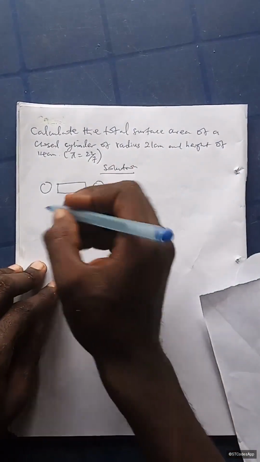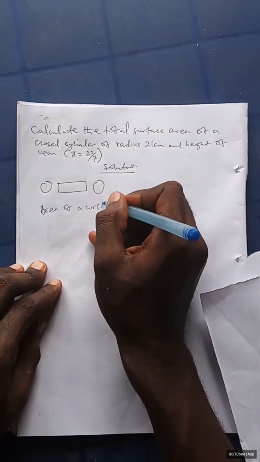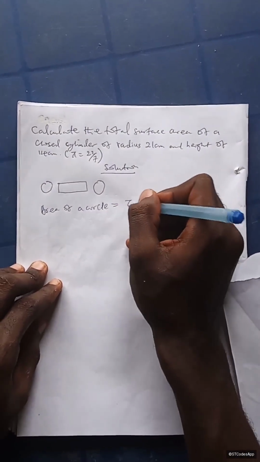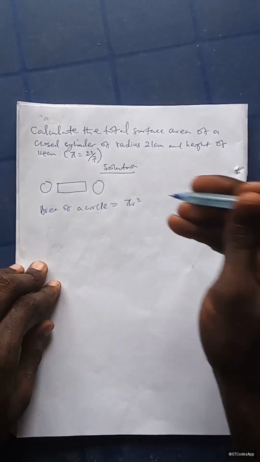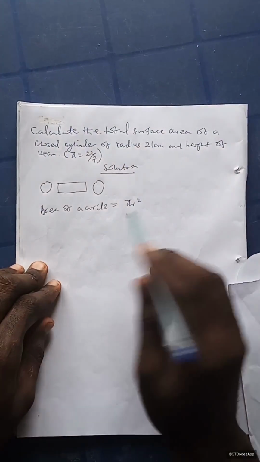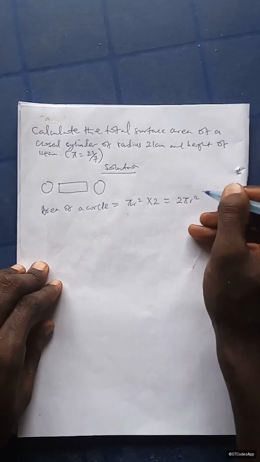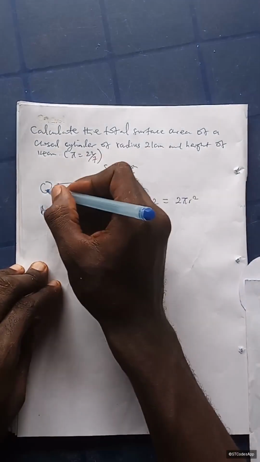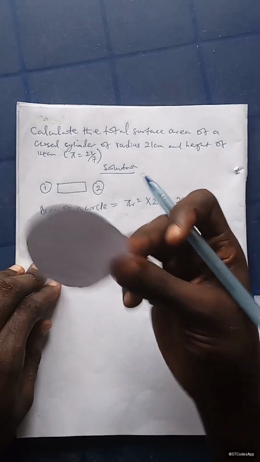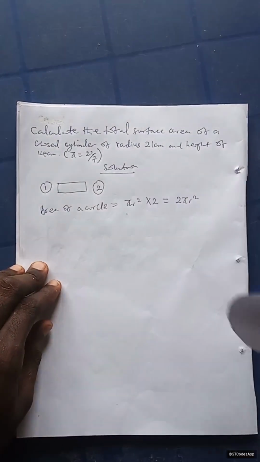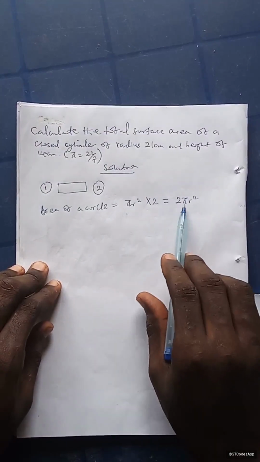Now, the area of a circle is equal to pi r squared. And here we have two circles. Since the two ends are closed, we have two circles, so we are going to multiply this by 2, giving us 2 pi r squared. So that is for these two circular ends. This is the area of the two circular ends: pi r squared times 2 gives us 2 pi r squared.